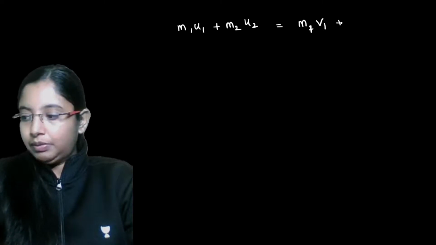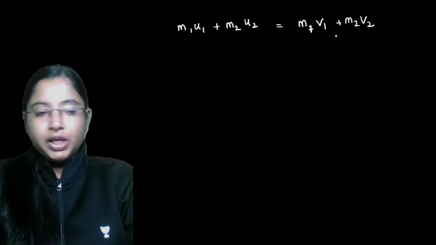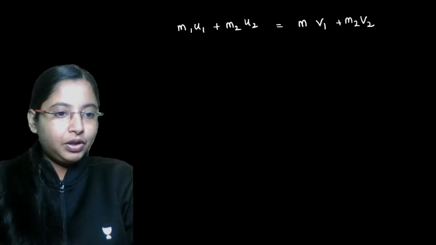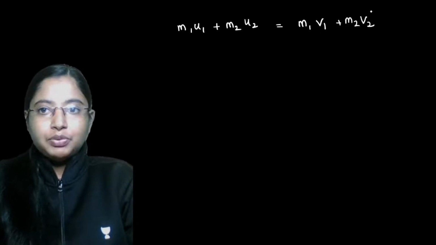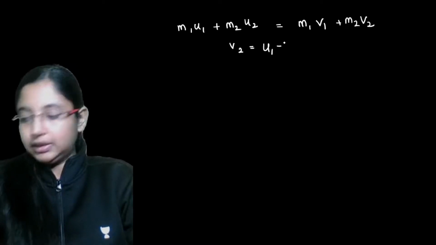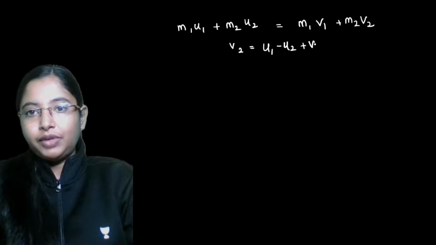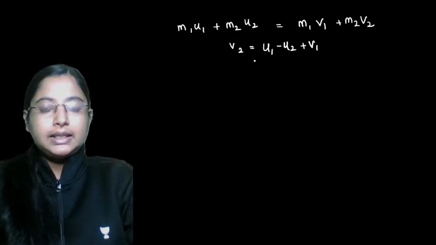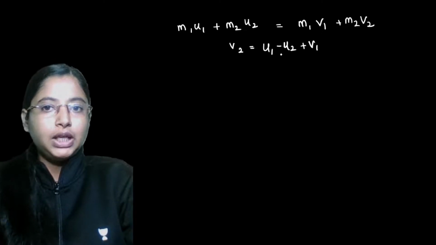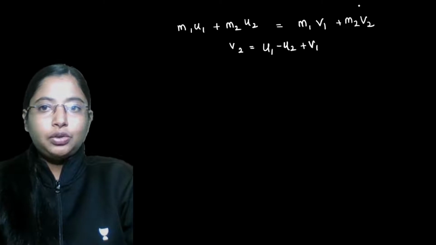m1 v1 plus m2 v2. Now in this, from the relative velocity that we got, we will substitute for v2. We just said this velocity v2 is nothing but u1 minus u2 plus v1. This is from elastic collision in one dimension, right? We got that the relative velocity before and after collision is actually the same. So from there we got v2. Now substitute v2 in this equation.